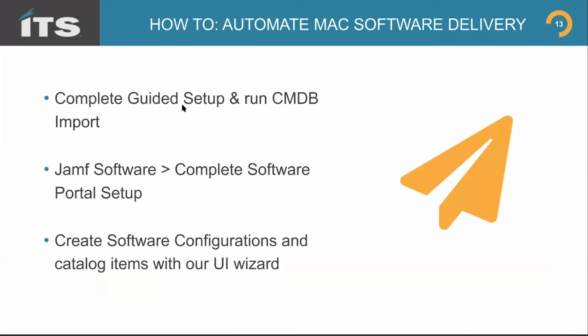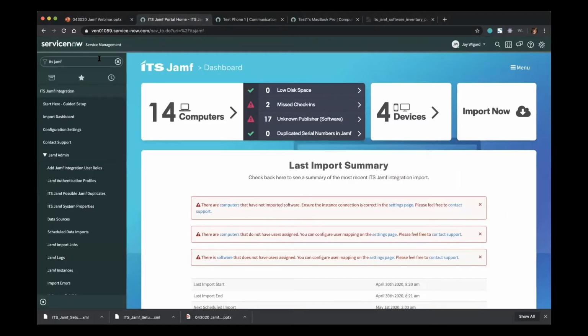So once you've completed that main guided setup and run the CMDB import, which we just demonstrated, you're going to head over to the Jamf software portal, complete that software portal setup, and then create software configurations and catalog items with our UI wizard. The software configuration is going to be one of the inputs for the workflows that automate this whole process, and the catalog item is going to be the other one. Those two things are basically going to glue together the install policies, the uninstall policies, the entitlements, everything that's needed to orchestrate things. So let's head back over to our demo tab.